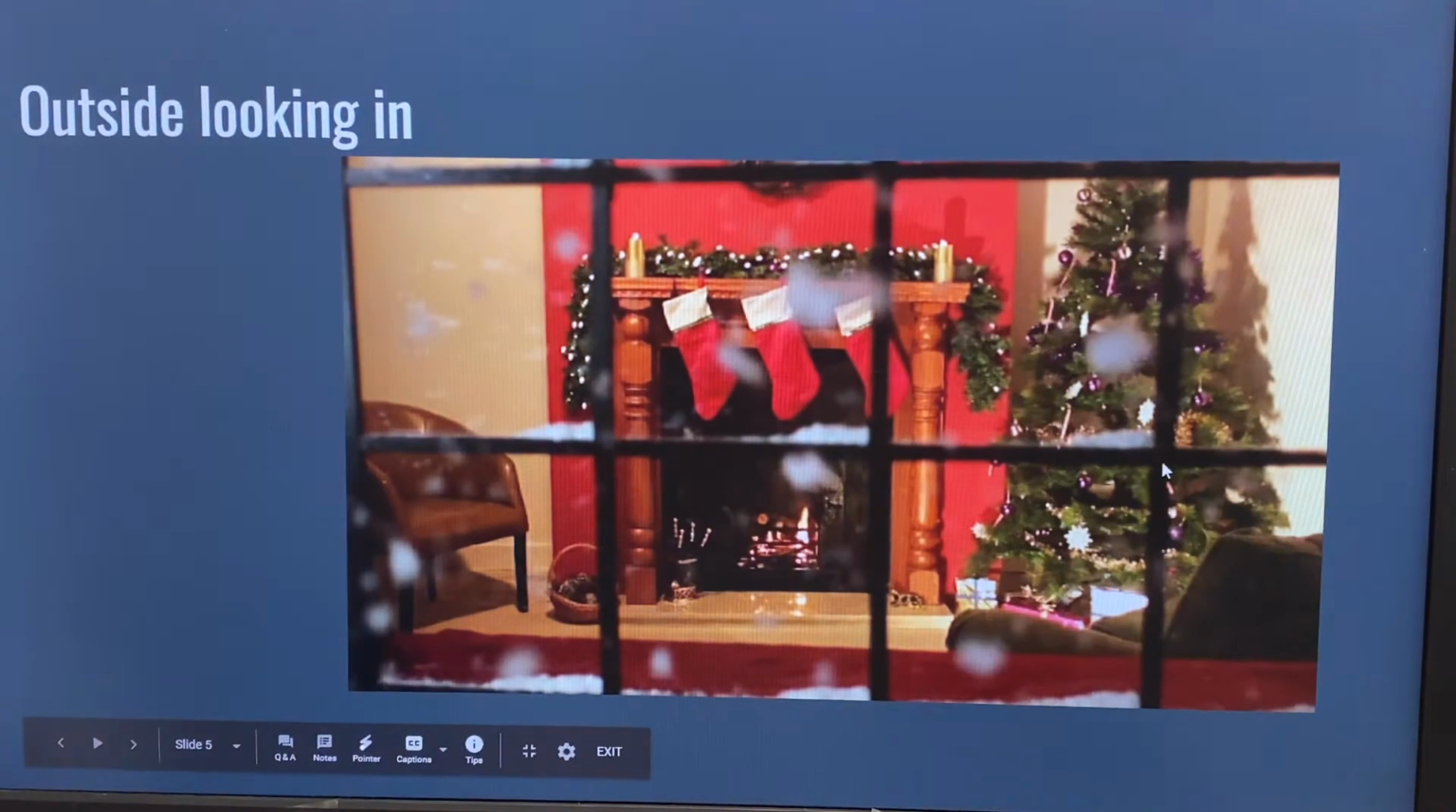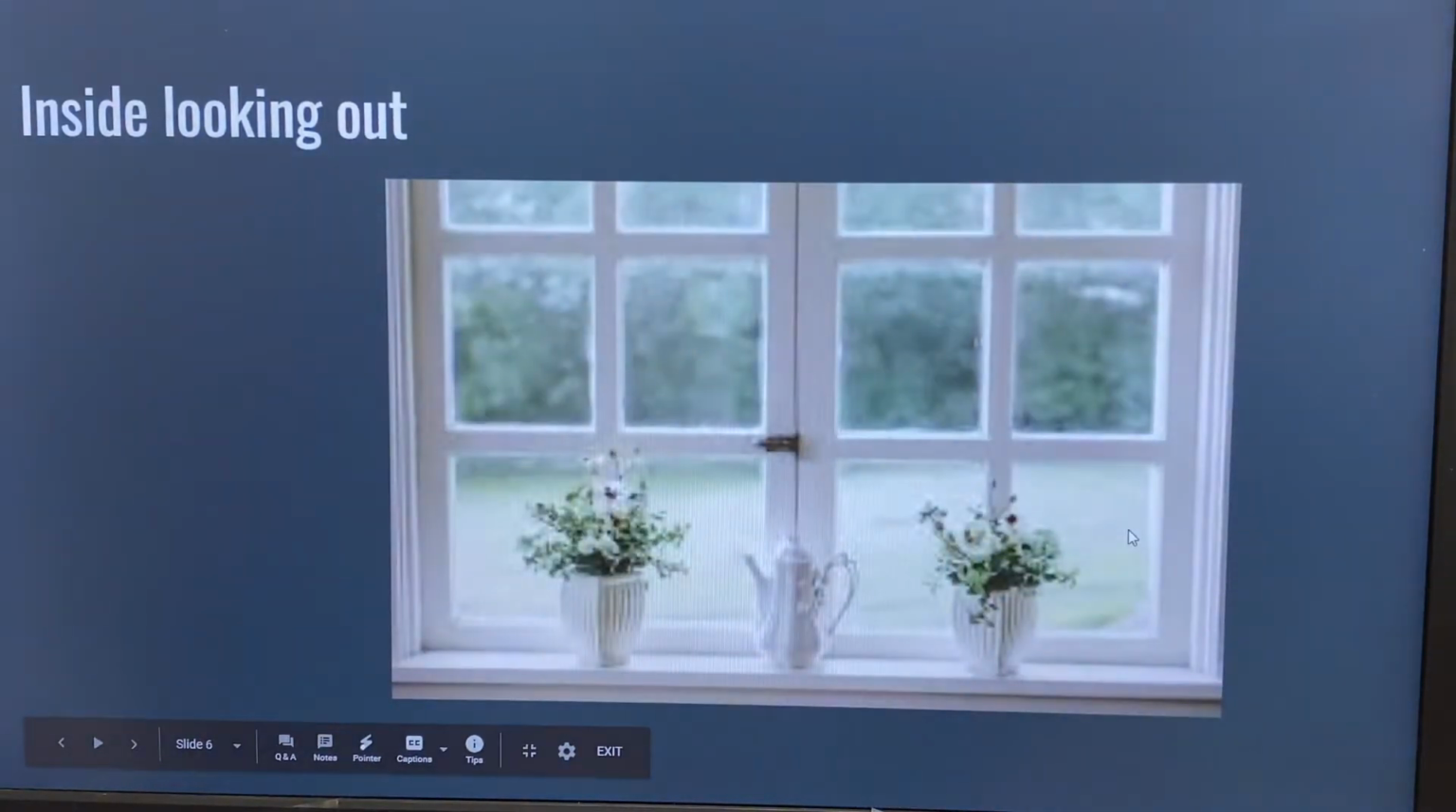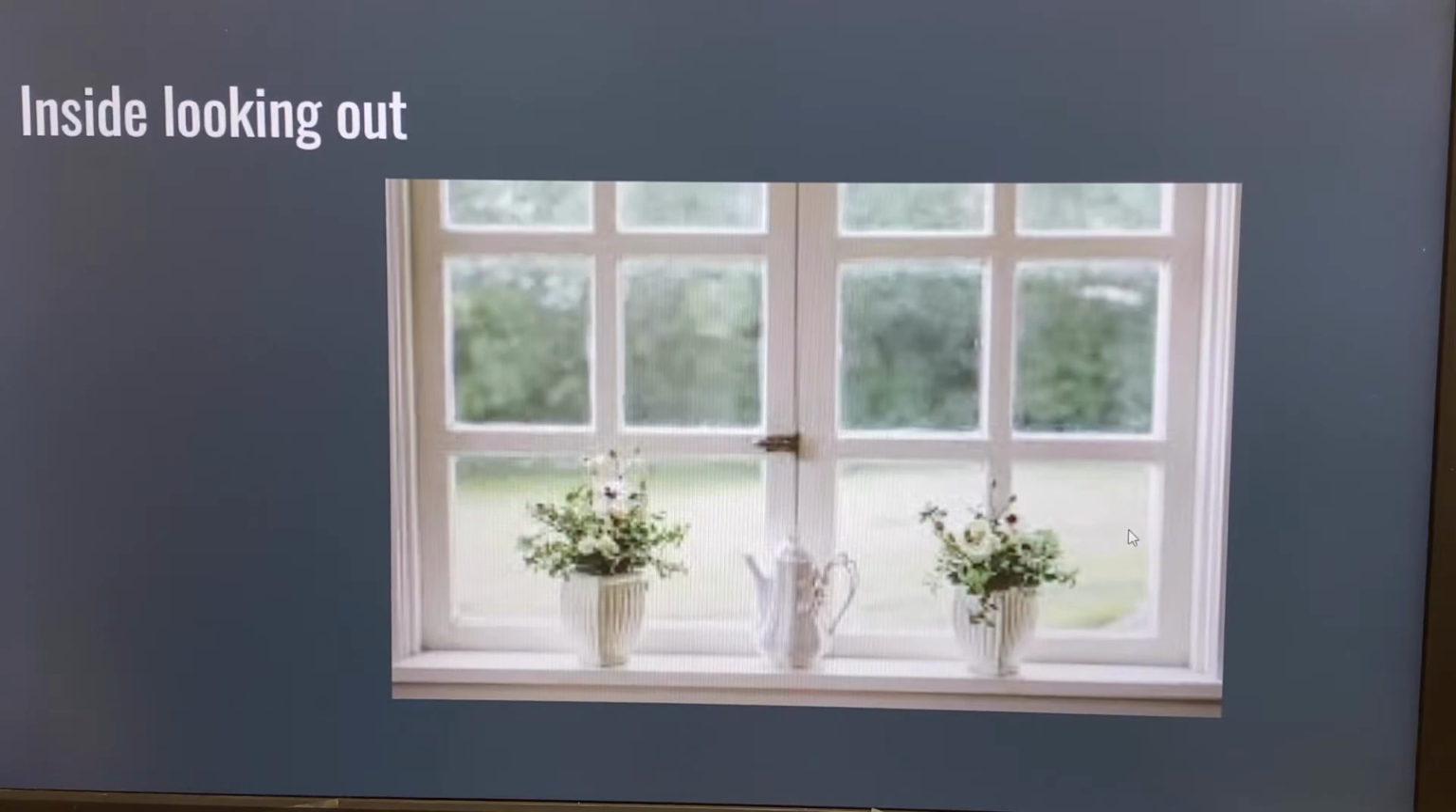This is one of my favorites because it really shows that we must be outside, because on these window panes, the panes are what hold those pieces of glass together for that window, and they have snow that has settled on there. Then we're looking on the inside to see all the Christmas decorations in the house. Here's another inside looking to the outside. We can see on the window sill, there's a little teapot and some vases.